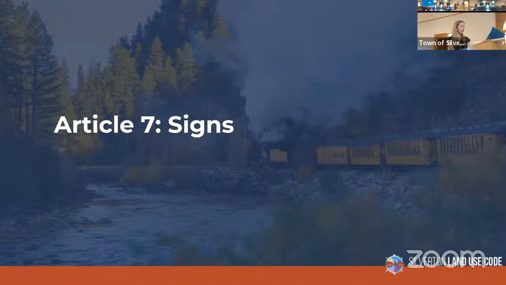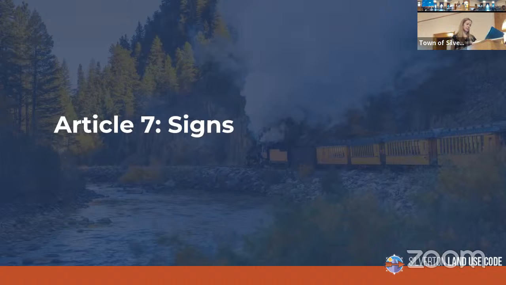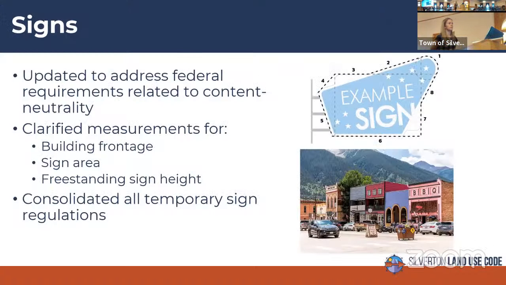Next article is signage. So this involves any regulation related to signs throughout the town. If you go to the next slide, please. We've updated these to address some federal requirements related to what is known as content neutrality. And really what that means is you cannot regulate a sign based on what it says, based on the content of it. You can regulate it based on where it can go, how big it can be, how it is placed, but you cannot regulate the content.